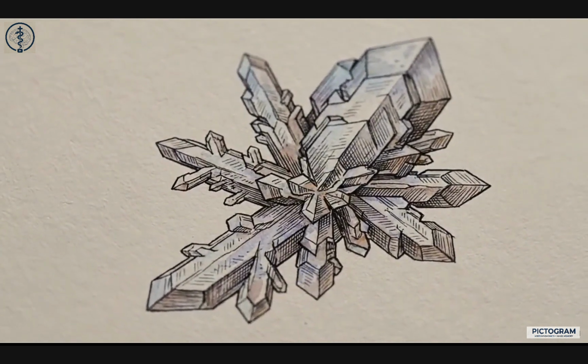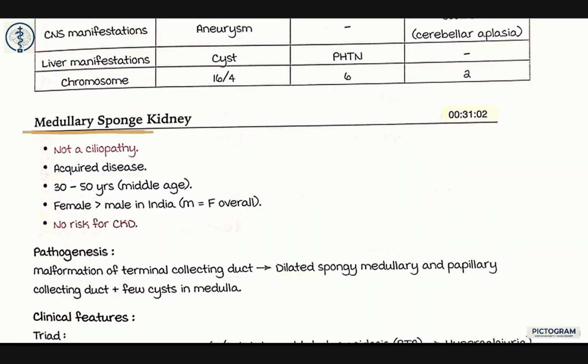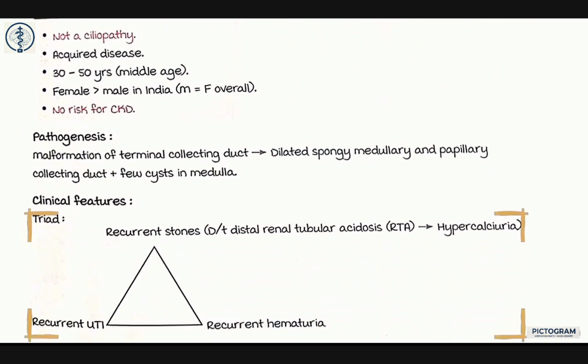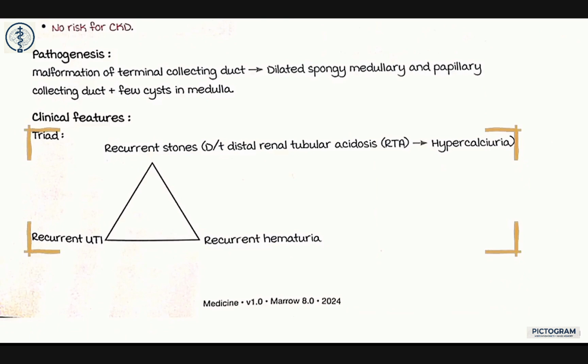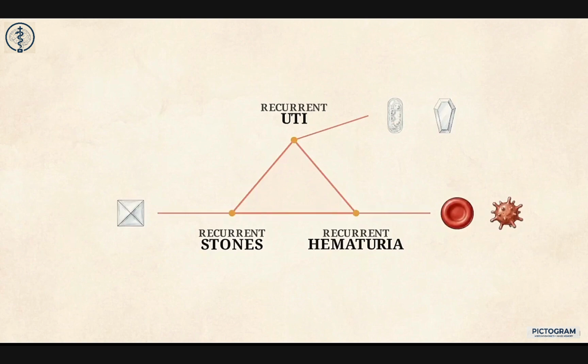High-level clinical nephrology merges these microscopic observations with structural imaging and patient history. Medullary sponge kidney serves as a unifying clinical example, defined by a symptomatic triad of recurrent stones, UTIs, and hematuria. Recurrent UTIs map back to microscopic evidence of white blood cell casts and struvite crystals. Recurrent stones correlate to the presence of envelope-shaped calcium oxalate. Recurrent hematuria is classified by the shape of the red blood cells.